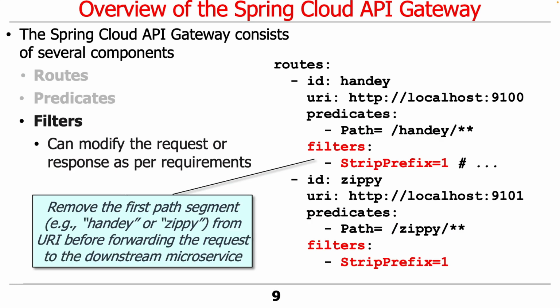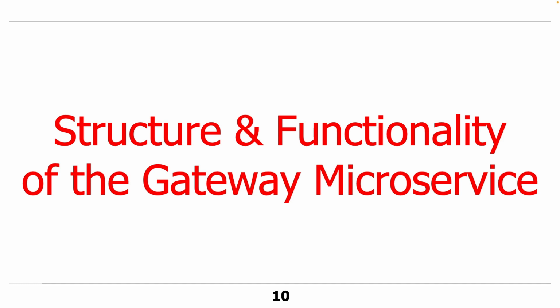Then you have the filters that can modify the requests before sending things on to the microservice. So for example, here, what we're saying is, if it's coming in for the handy microservice, strip off this part of that URI before you send it on to the microservice, because we don't want to send the handy handle, the route name, to the microservice. It knows what it is. We don't have to tell it anything more about that. So the gateway will strip that off.